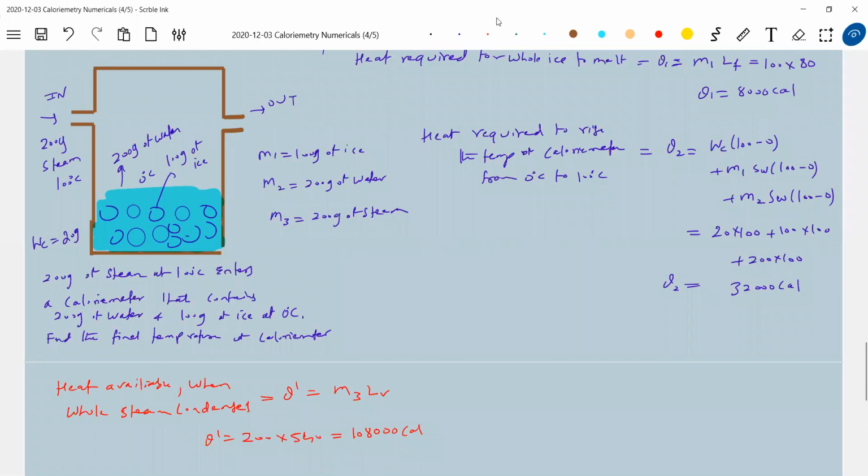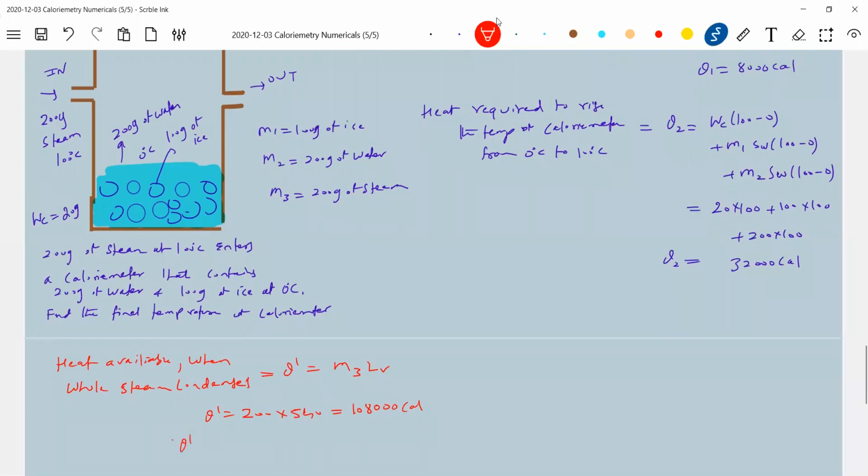So therefore, should all the steam condense? No, only a part of the steam has to condense here. Q dash is in fact greater than Q1 plus Q2. So therefore, only a part of the steam will condense. So final temperature, what do you expect? 100 or less than 100? Should be 100 only.